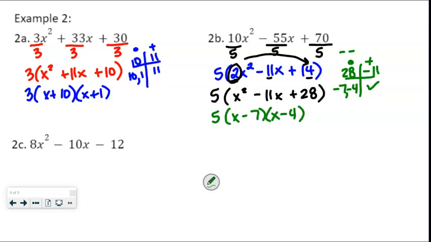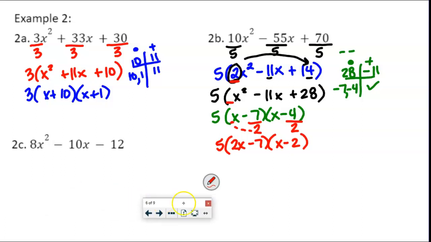Now, are we done? No, right? Because remember, when we did the bottoms up, we went from 2 to 1. So now what do we have to do? Divide by 2, that leading coefficient. So 5 times, bring the bottoms up. So 2x minus 7. And then x minus 2 from 4 divided by 2.